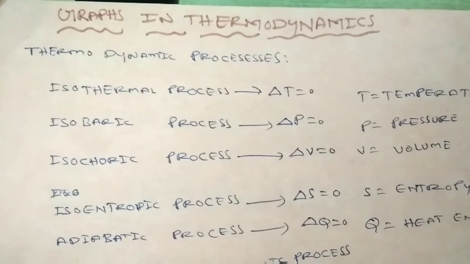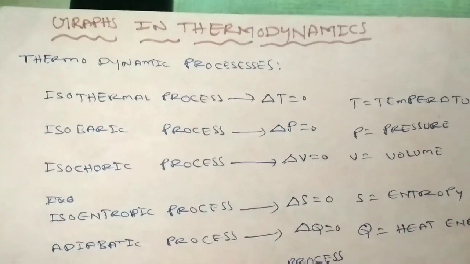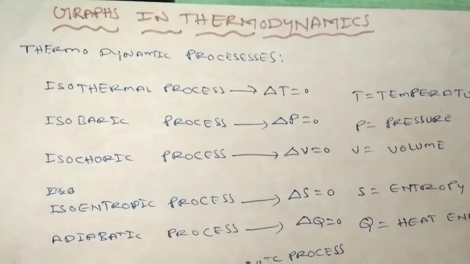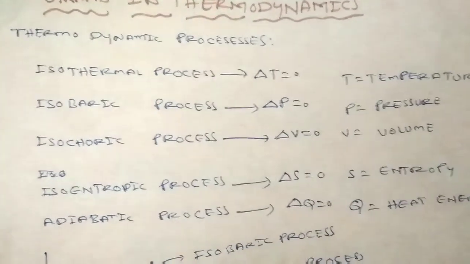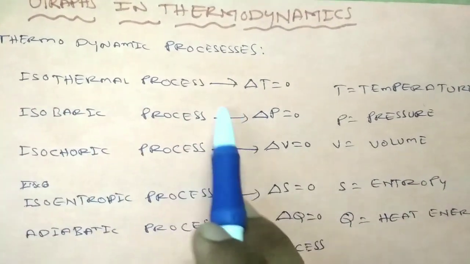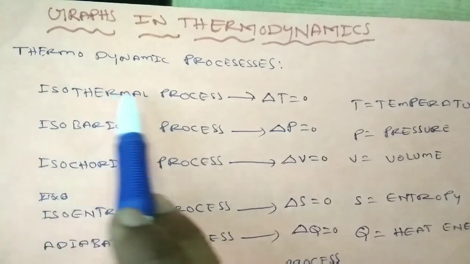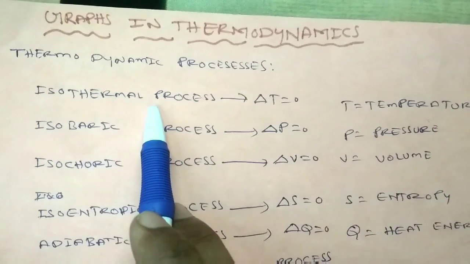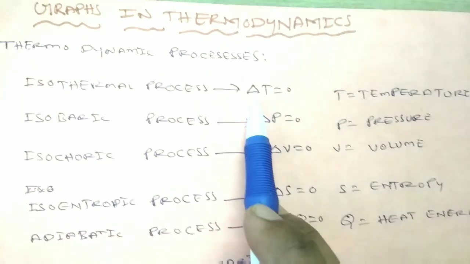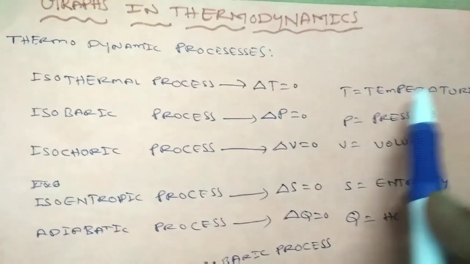Students, let us do some problems based on graphs in thermodynamics. Before doing that, let us know what the thermodynamic processes are. We have five types. Isothermal process: iso means same, thermal means temperature, so the temperature change will be 0. So delta T equal to 0, where T is the temperature here.